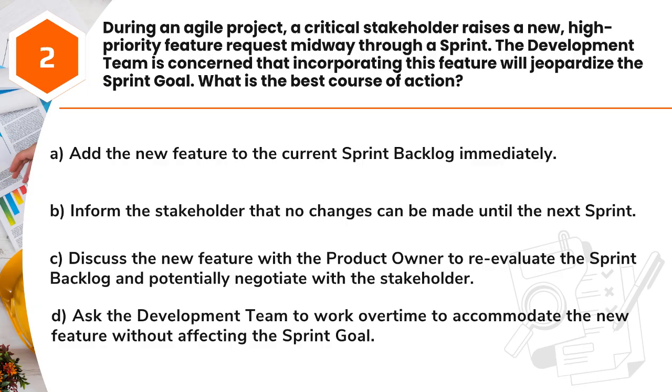A. Add the new feature to the current sprint backlog immediately. B. Inform the stakeholder that no changes can be made until the next sprint. C. Discuss the new feature with the product owner to re-evaluate the sprint backlog and potentially negotiate with the stakeholder. D. Ask the development team to work overtime to accommodate the new feature without affecting the sprint goal.